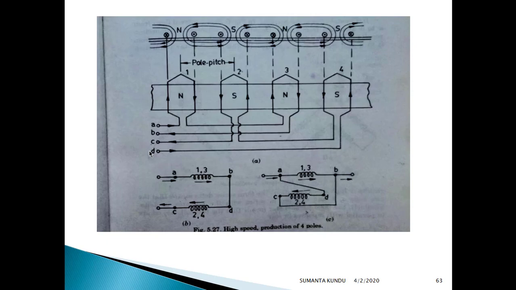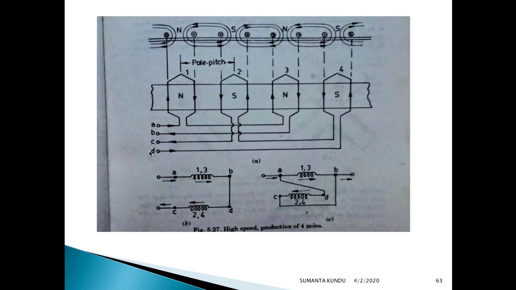the poles change in discrete values of even integers. So continuous smooth speed control is not possible here. We can get the variation of speed only in steps.